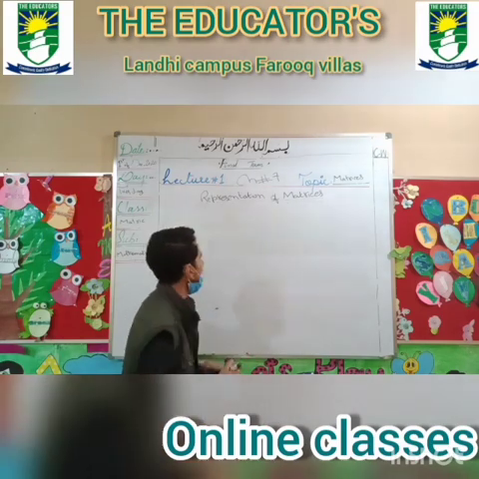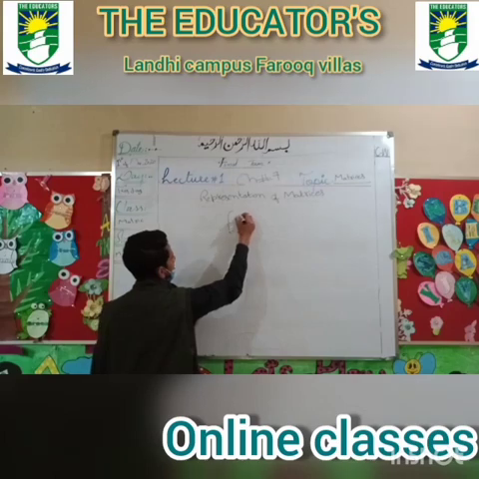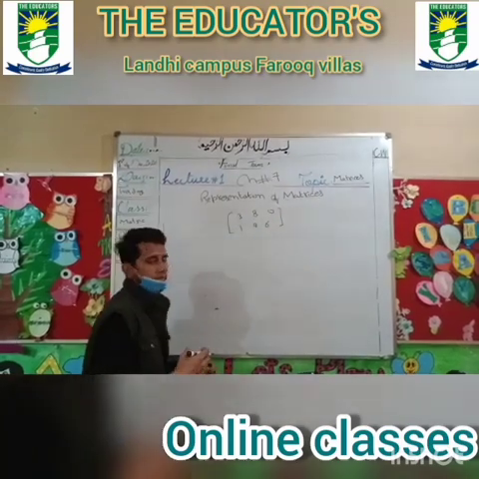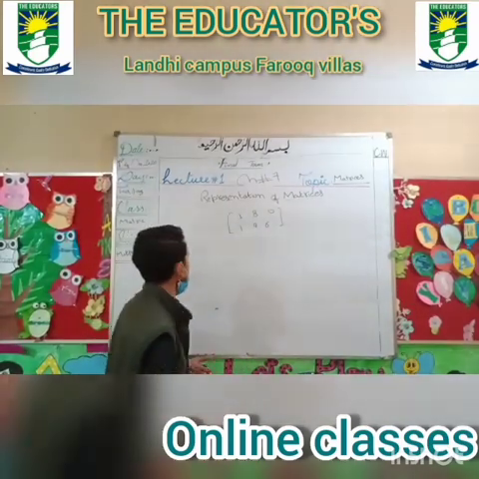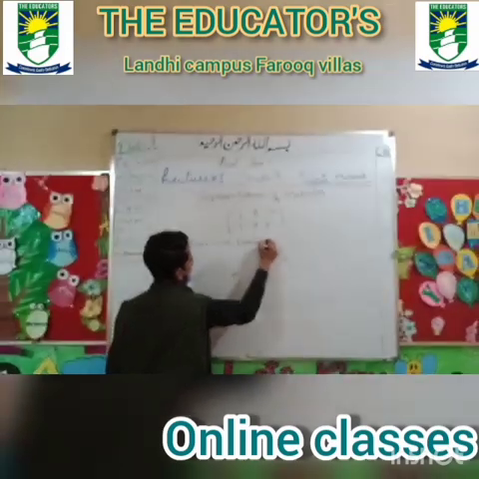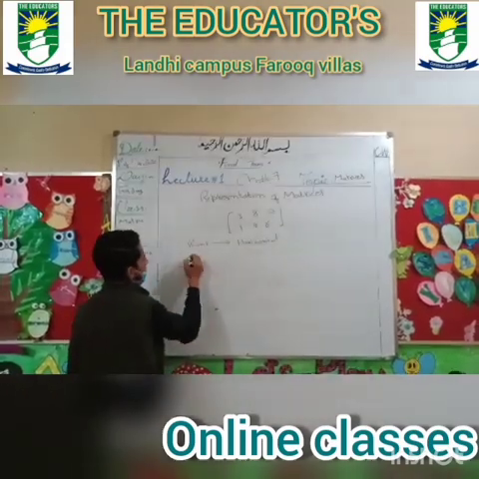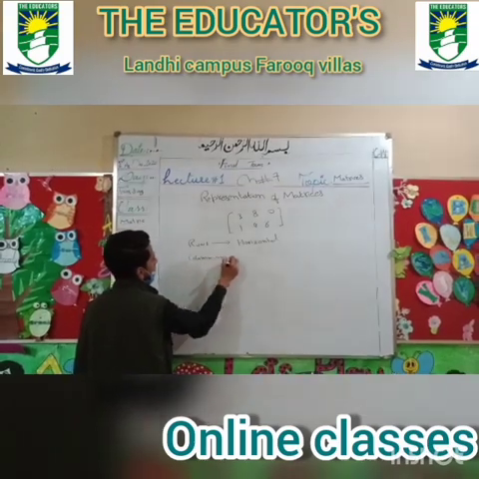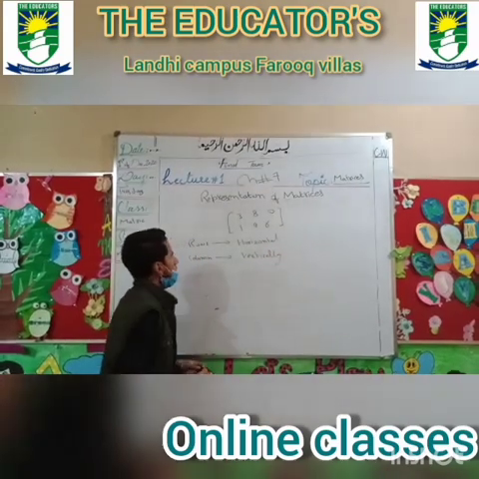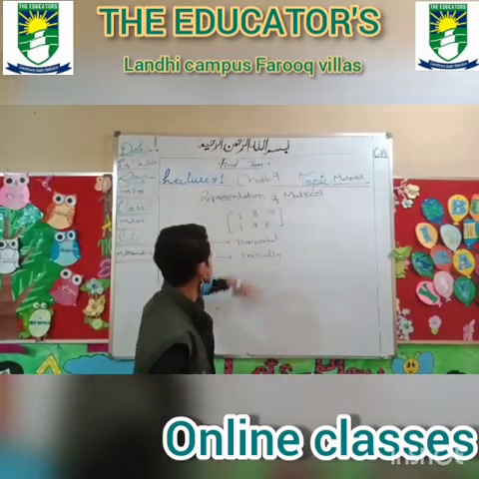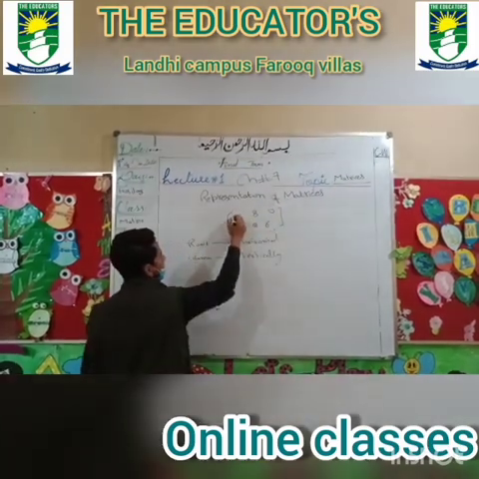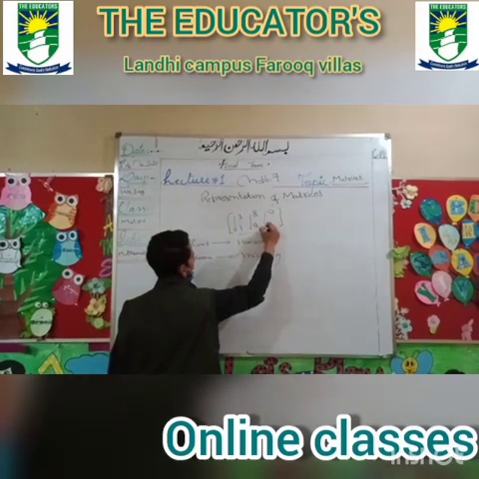For the sake of your understanding, I am writing one example here: 3, 8, 0, 1, 9, 6. We represent a matrix with a square bracket and in the form of rows and columns. What are rows? Something written horizontally is a row, and something written vertically is a column. Here I have written an example of a matrix using rows and columns. This is row number 1, this is row number 2, this is column number 1, this is column number 2, and this is column number 3.